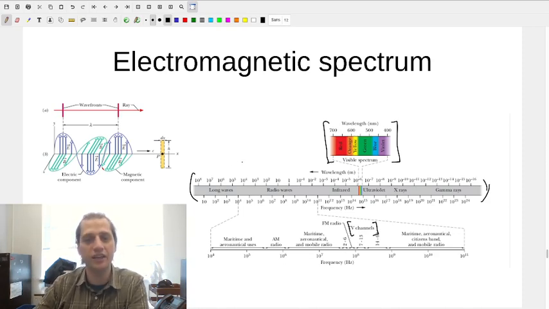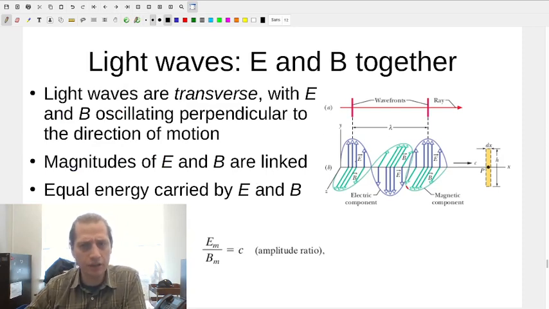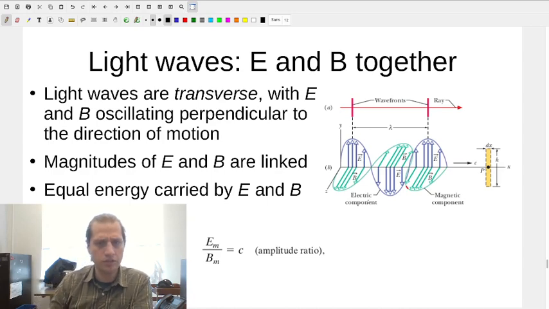And in any case, all of our Wi-Fi signals are also sort of ensconced in this. Now, we say that light waves are transverse because the electric and magnetic fields are oscillating in a way that's perpendicular to the direction of the motion.